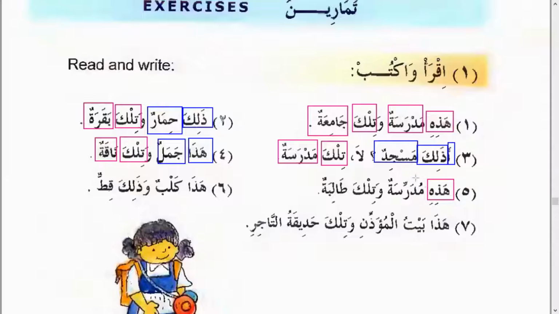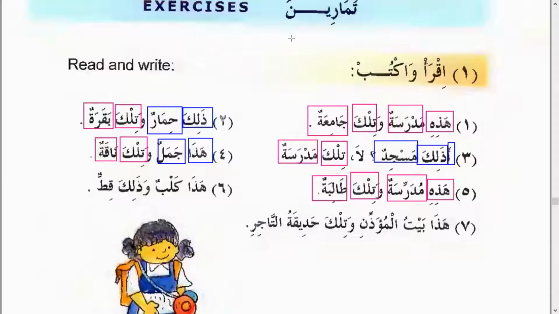Feminine again. This is a teacher, mudarrisa. It's not madrasa. People get confused while reading because the spelling is the same, right? We need to understand through the context that this is a teacher, mudarrisa. It's not madrasa. Mudarrisa wa tilka talibatun, and that is a student. This is a female student, and that is a female teacher, and that is a female student.